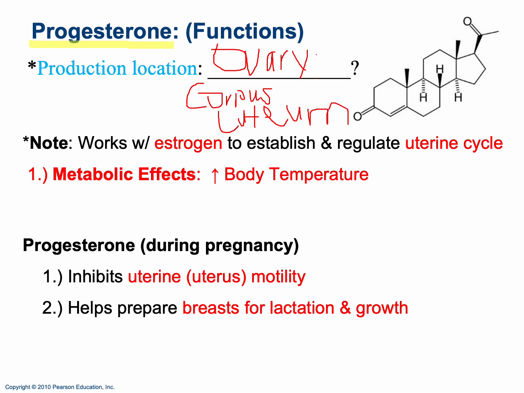So progesterone is really a critical hormone in the female. It will work with estrogen to regulate the menstrual cycle. It also plays important metabolic effects in the female, such as increased body temperature, so body temperature regulation. And it's very important during the pregnancy too. So progesterone will be critical. It will inhibit uterine motility.